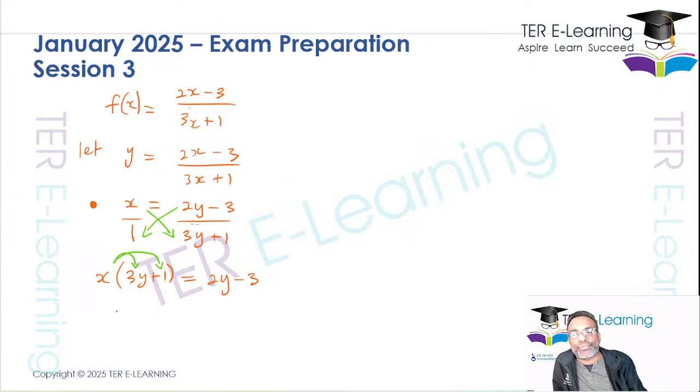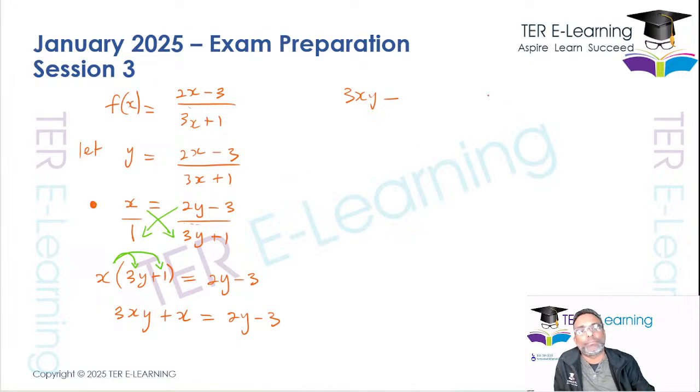So x by 3y will give me 3xy plus x, right, is equal to 2y minus 3. Now, what we're going to do now is carry all the y's to the left side. So I can write this as 3xy minus 2y, all right, 3x minus 2y is equal to minus 3 minus x.